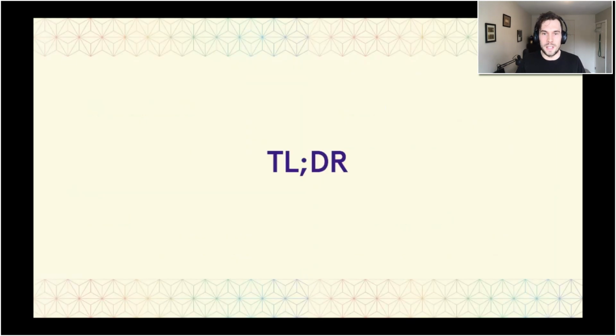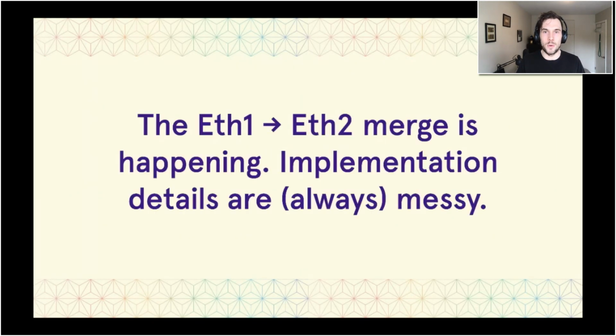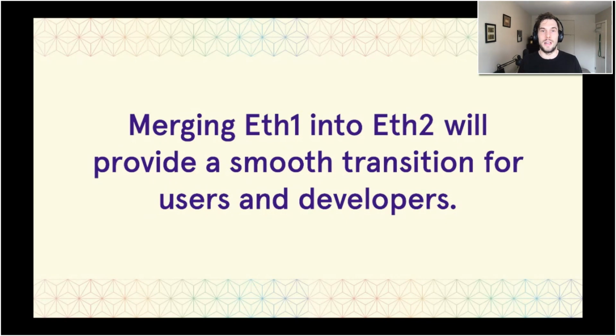So to summarize all of this, the Eth1 to Eth2 merge is happening, and we're at the point where we're figuring out the implementation details, which always looks messier, but this is because we've moved from this high-level roadmap to actually getting it done and are working through the nitty-gritty of what this will require. Again, it's worth noting that merging Eth1 into Eth2 will provide the smoothest transition for users and developers. So for anyone within the Eth1 chain, you shouldn't really notice anything happening. This is really going to happen more at the client and the protocol level. And the goal is to have a very smooth transition.